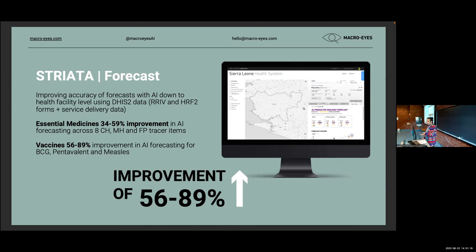And then we developed our solution. And here I just show you the result, and then I will go to the details of the challenge and solution we had. And we could show that, depending on the type of products we were looking at, we could manage to improve the forecasting error by 34 to 59% for essential medicine and 56 to 89% for vaccine.